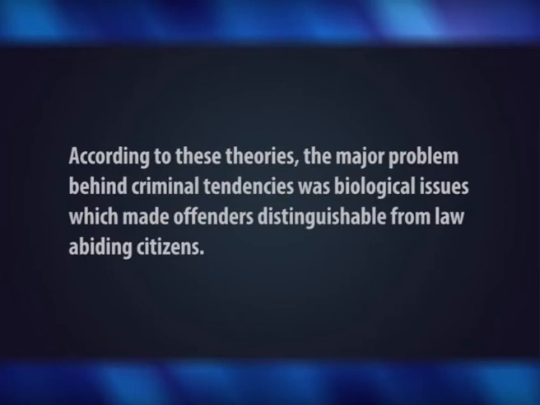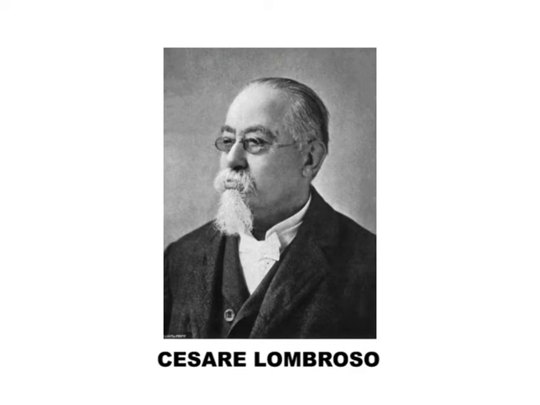In earlier times, scientists became interested in determining the reason behind crimes. They started putting forward studies of physiognomy and phrenology. These theories became popular as they freed society and failures of government from responsibility for criminal tendencies and behavior. According to these theories, the major problem behind criminal tendencies was biological issues, which made offenders distinguishable from law-abiding citizens. This was improvised by the Italian school and the writings of Cesare Lombroso. Lombroso justified the association of Darwin's theory of biological determinism with criminal behavior.